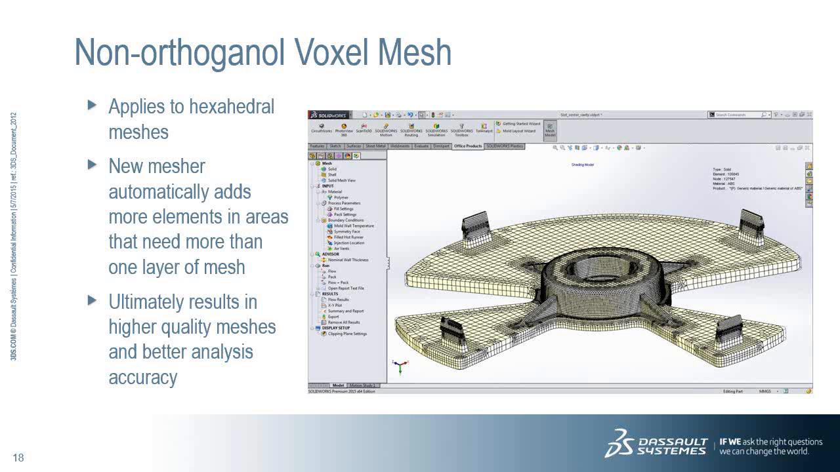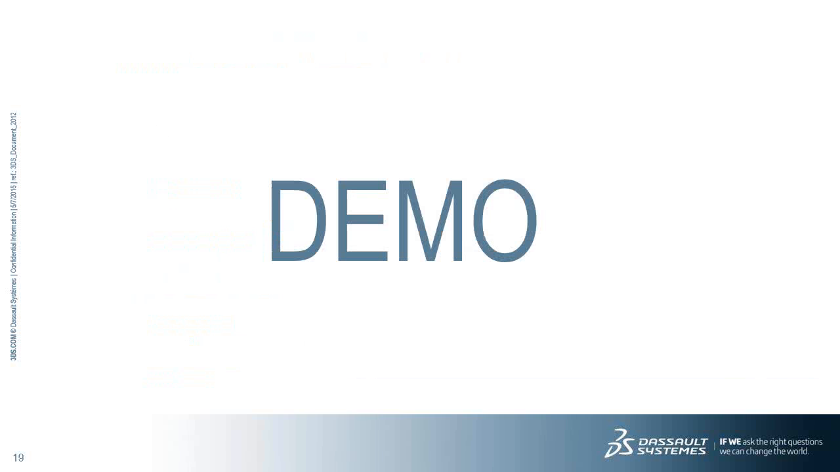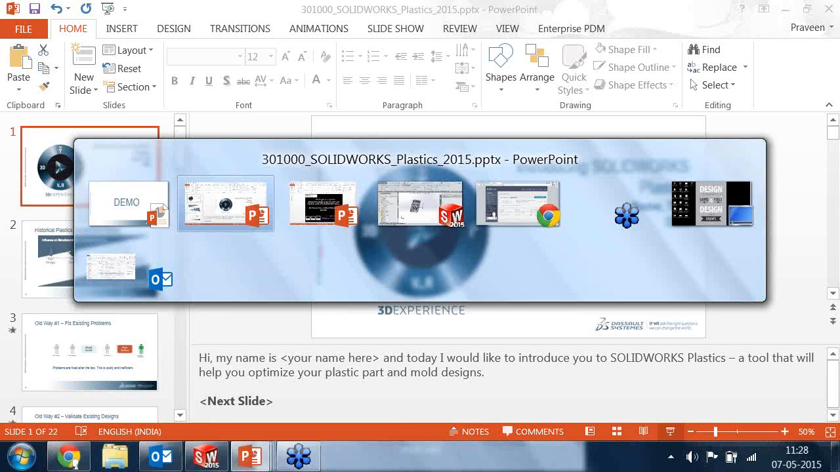So ultimately, mesh plays a very pivotal role in any of the CAE, any of the FEA studies inside computer aided engineering. So here, different kinds of meshes help me in getting better accuracy of the results in SolidWorks Plastics. Now let us have a short demo. I'll show you how the product looks and how simple it is, and then we'll come back to conclude and take the questions.